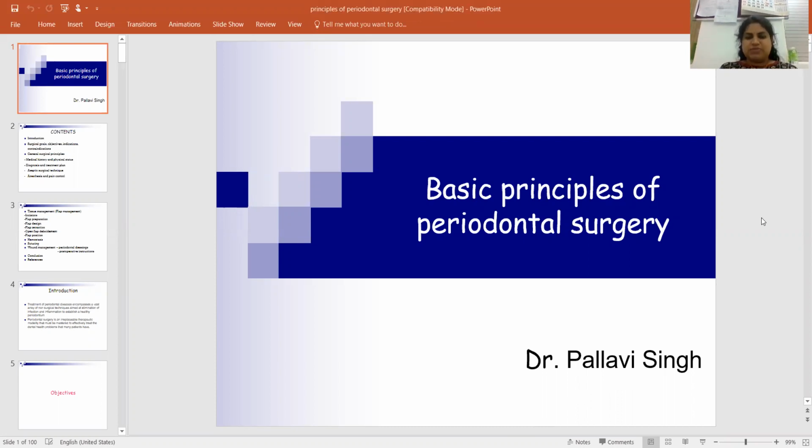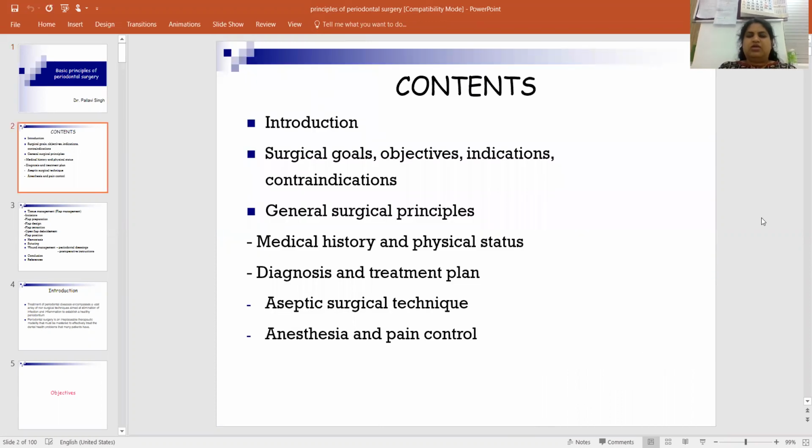Today we are going to discuss the basic principles of periodontal surgery. The contents of basic periodontal surgery are introduction, surgical goals, objectives, indications, contraindications, general surgical principles, medical history and physical status, diagnosis and treatment plan, aseptic surgical technique, anesthesia and pain control.